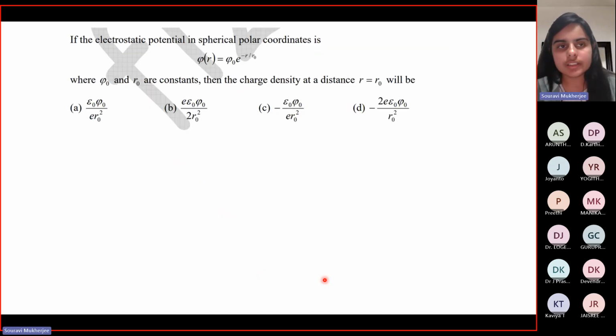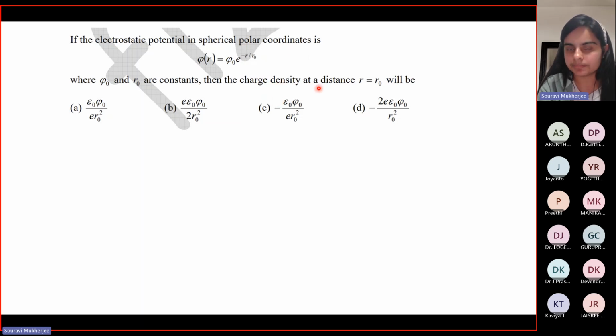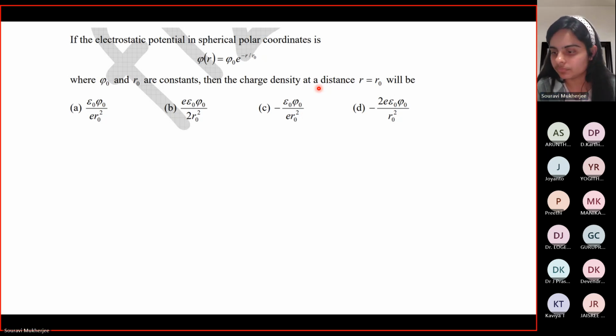Let's move on. So now in this question, you see that the electric potential expression is given in spherical polar coordinates. You have to find the charge density. So basically the potential is given, you need to find rho. Again, what is the relation that we will use?